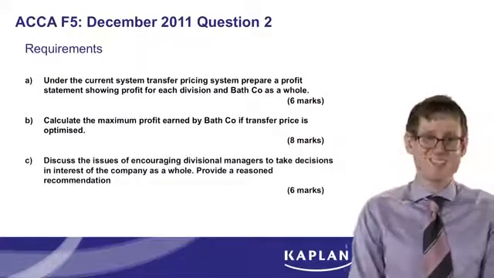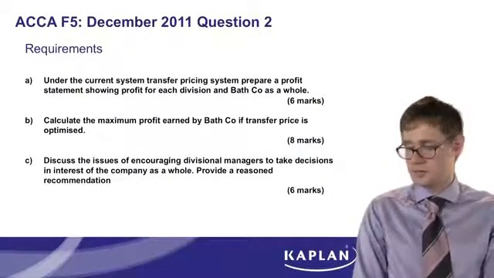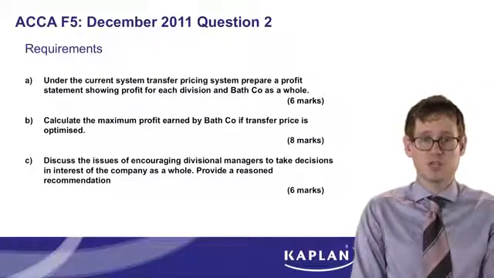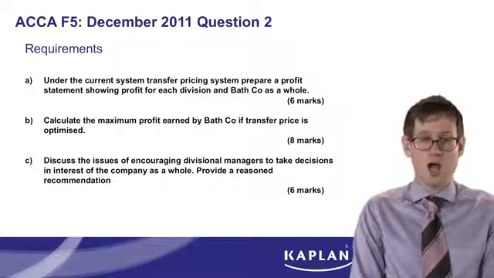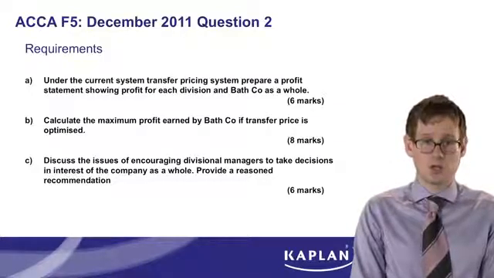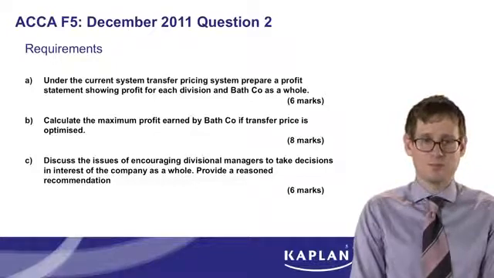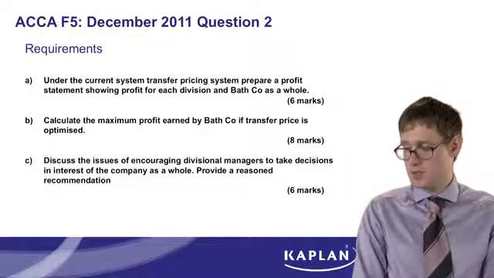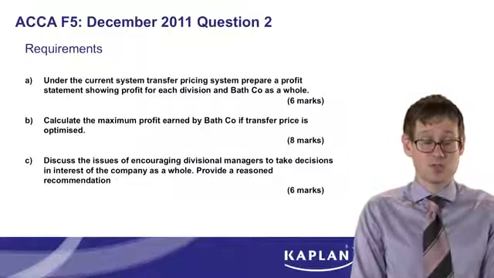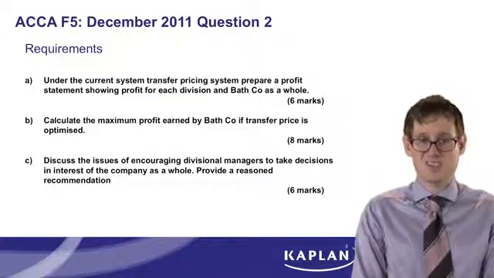Finally then, we need to discuss the issues that have occurred and what issues both the divisional managers need to take into account to benefit the company as a whole, and also make sure we conclude and come up with a recommendation. That part then is worth 6 marks, so about another 11 minutes there. Again, it's very easy to get bogged down in the numbers in parts A and B in the first 14 marks, but you should leave sufficient time for part C where you need to interpret your answer.